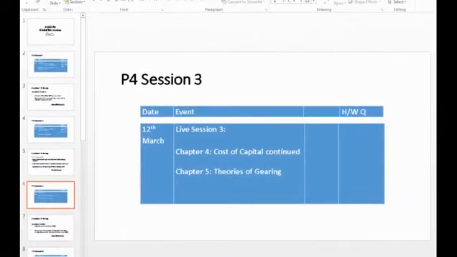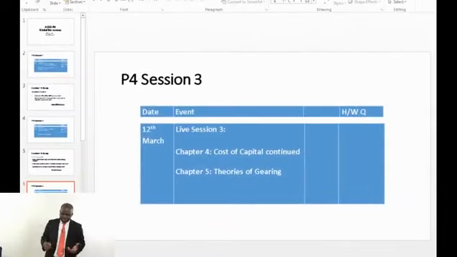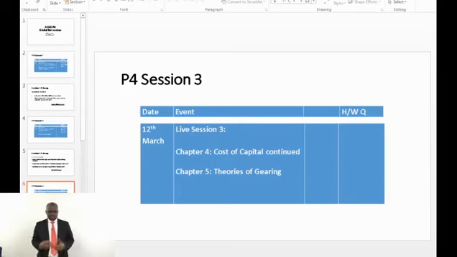The objective for the day should have been cost of capital continued and theories of gearing. But because we haven't finished the capital rationing, I will quickly want to go through the capital rationing and I will bring you back to the day's objective. So the day's objective would have been to look at the cost of capital continued and theories of gearing. So let's go back to where we stopped last session.